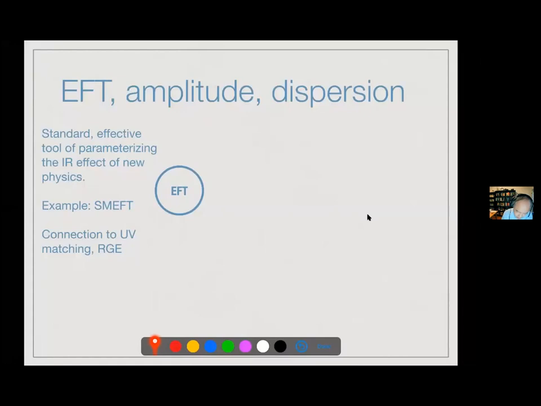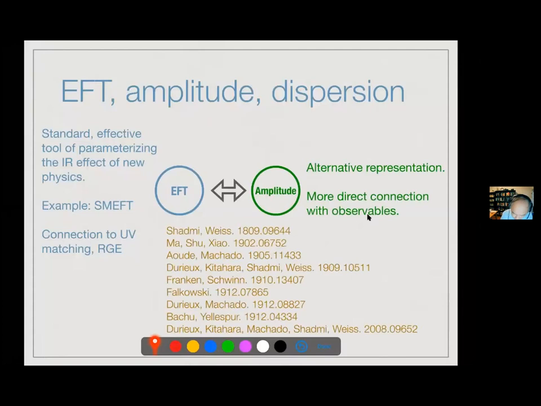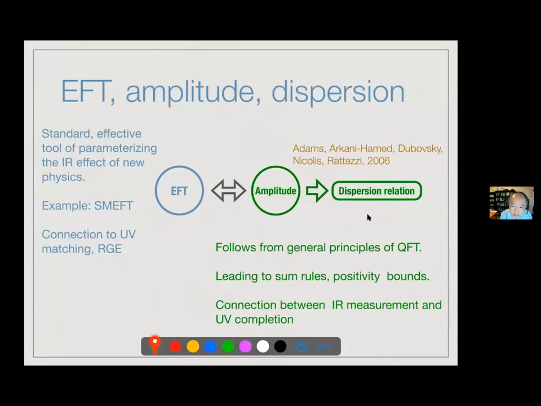At the same time, I think in recent years there is a lot of work, following the amplitude approach, that established it as an alternative representation of the same kind of physics. And it has a more direct connection with the experimental observables because it's dealing directly with the S matrix elements. And one way to connect this approach to UV physics is through the so-called dispersion relation.